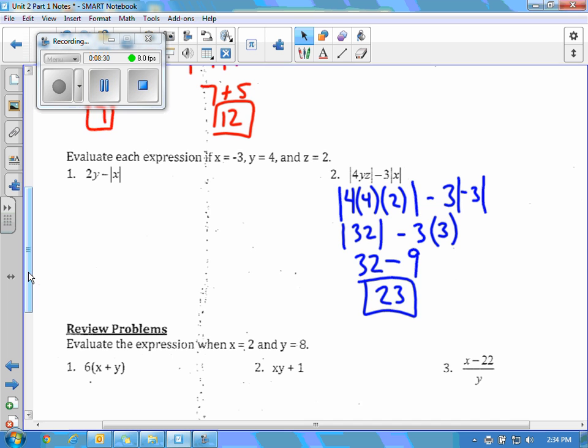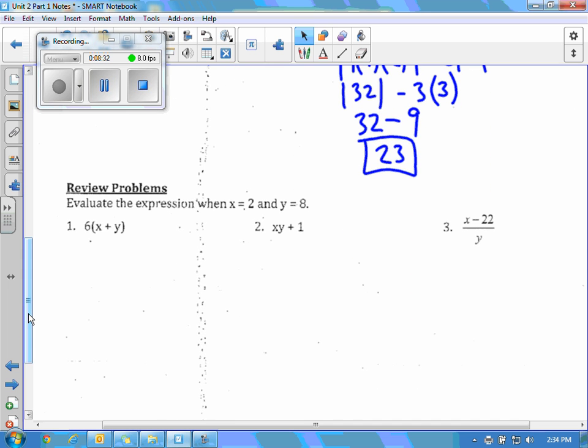Alright, the questions at the bottom are your review questions for this section, so of course you are in charge of those. Make sure you get all the notes completed, and you can check them in class.